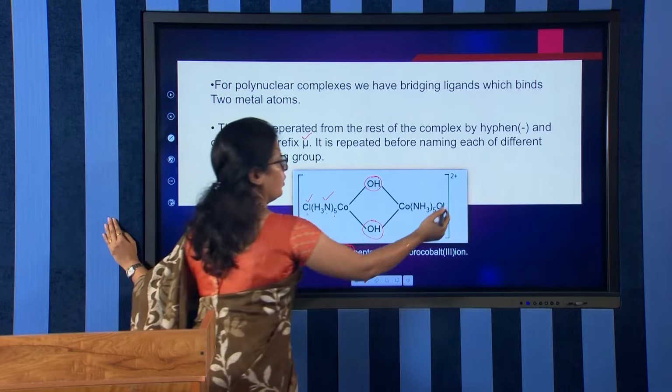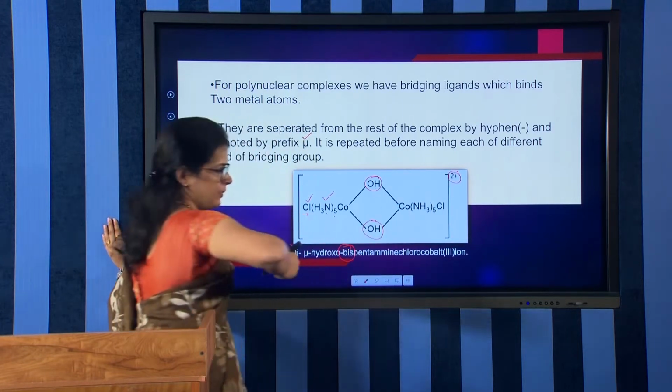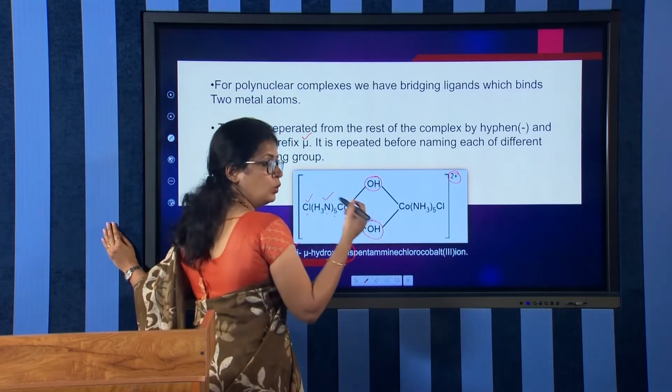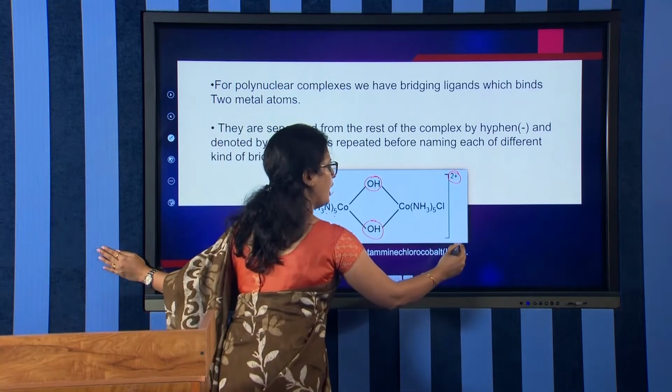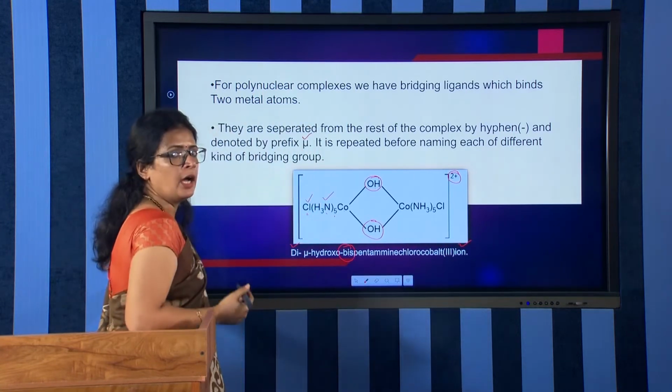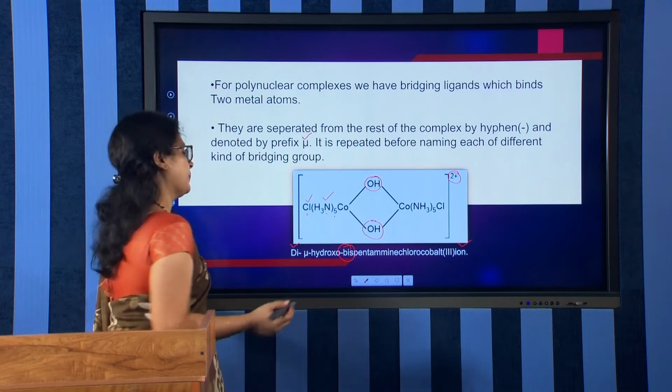So, why is it ion? It is a 2 plus charge. If it is a counter ion there, no need of ion. No need of adding ion while naming. Okay.